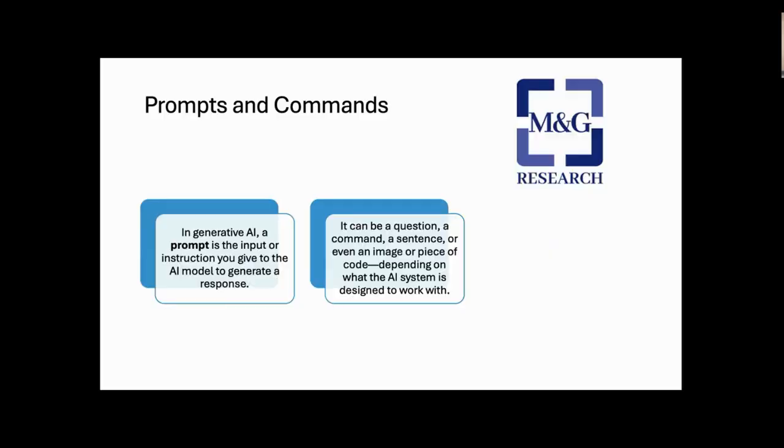More often than not, we've heard concerns that ChatGPT hallucinates. ChatGPT is producing that which I'm not expecting, right? And most of that is influenced by, and lies on, the kind of prompts and commands, or the instructions, that you would have inputted into the generative AI. So a prompt can be a question, a command, a sentence, or even an image or a piece of code, depending on what the AI system is designed to work with.